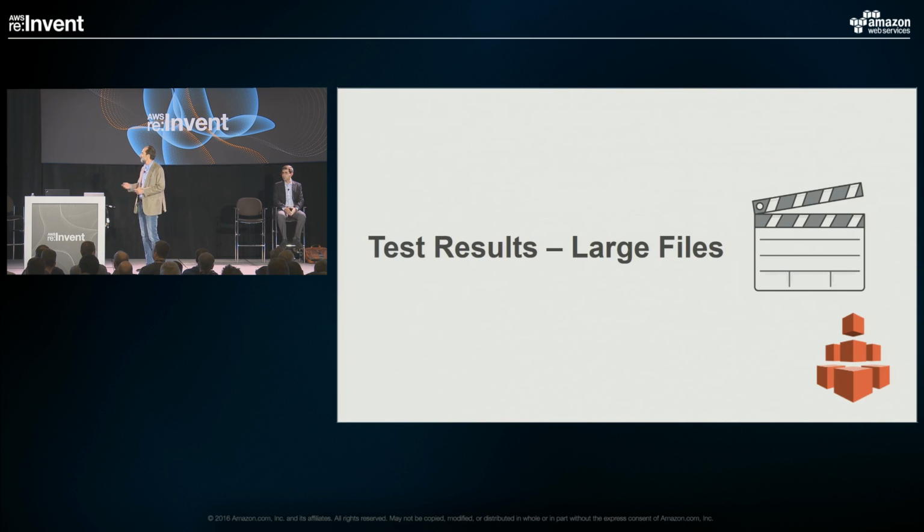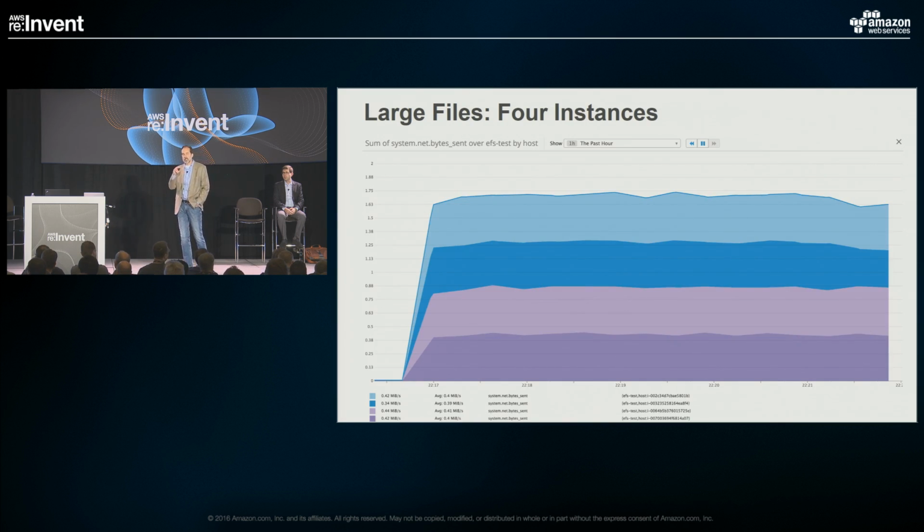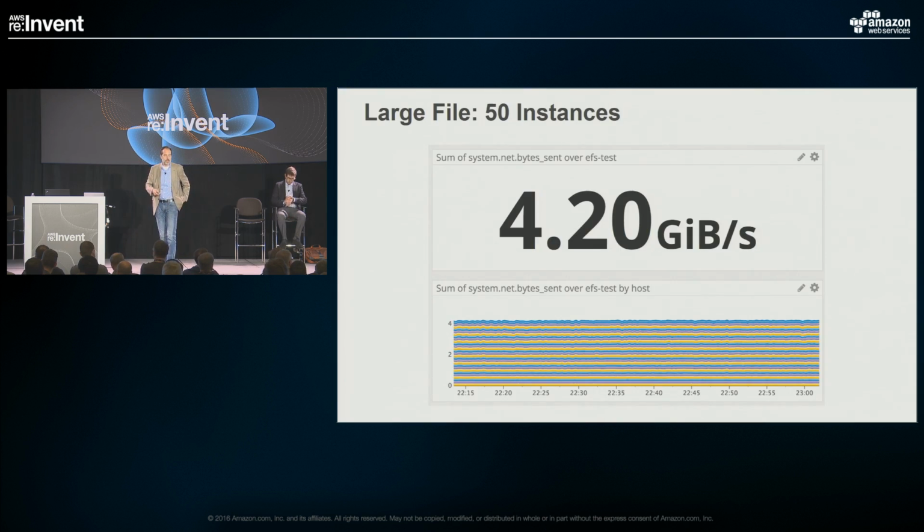So what happened? With 4 instances, we were able to run 451 megabytes a second. And it looked something like this. We had very consistent throughput for all 4 instances. That's great. But what does that mean? How can we improve that? So again, if we go parallel, we want to add more instances. If we went up to 50 instances, we were able to get 4.2 gigabytes a second.